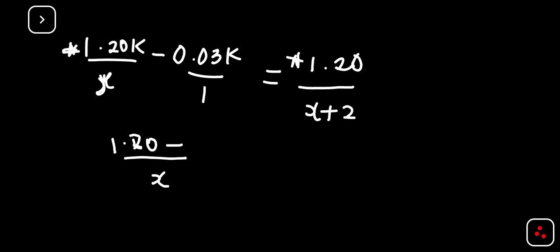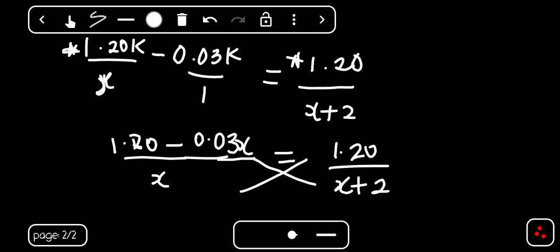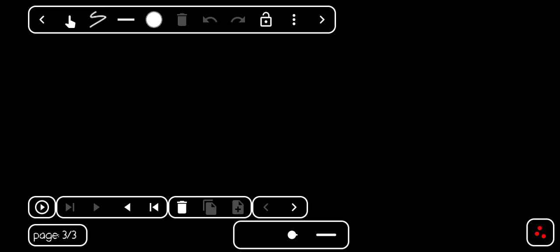Okay, minus x divided by 1 is x times 0.03, which is 0.03x. I said we'll remove the units, so the kobo here, I just removed it and it's just x. This is equal to 1.20 over x plus 2. At this point, I'm going to cross multiply.